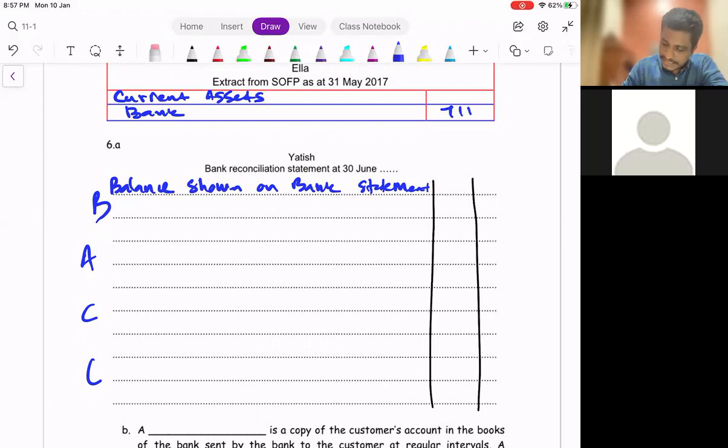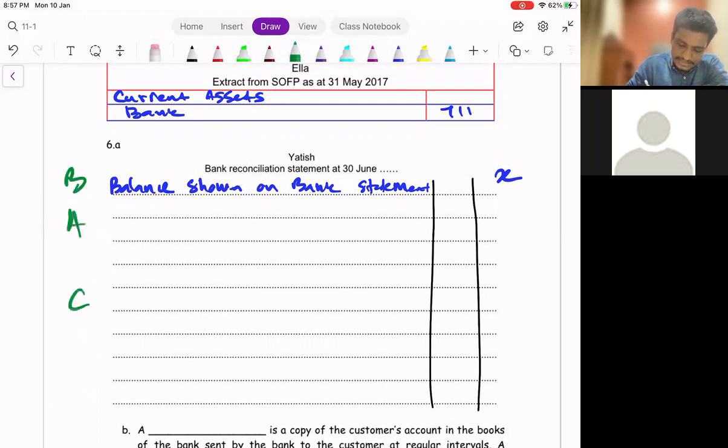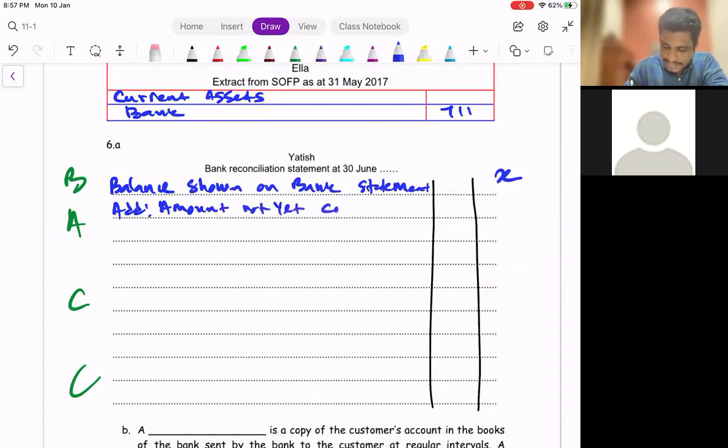I don't know the answer. Let it be X. Okay, later I'll try to find out. This one B, formula is B A C C, right? So A stands for, you need to plus with A. A is amount not yet credited. Amount not yet credited.